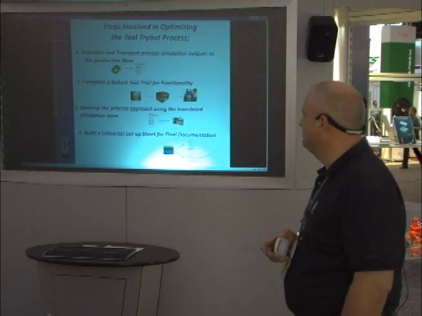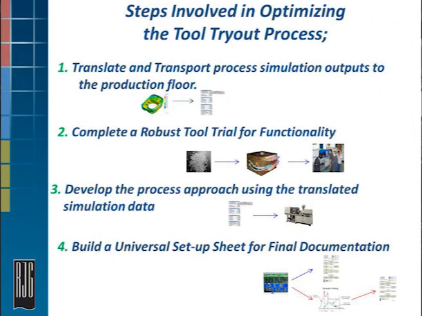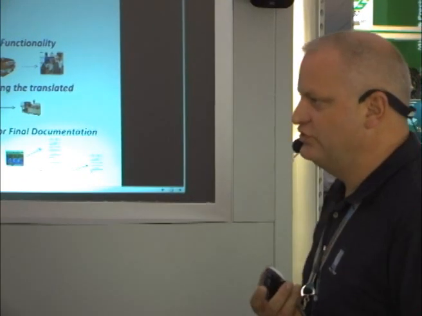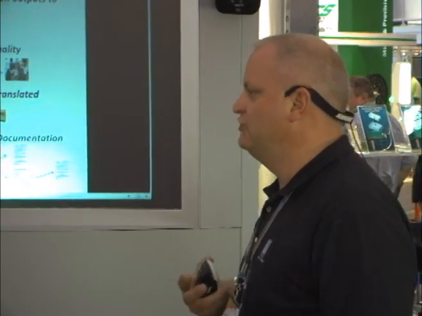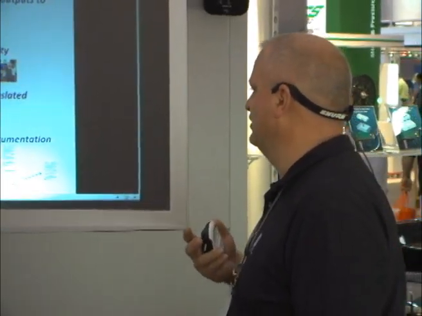Steps involved in optimizing the tool tryout process: translate and transport the simulation back to the floor, okay? I want to complete a robust tool tryout, which is going to include all the things that we would normally do centered around cavity imbalance, velocity linearity, rheology, some machine testing to get me to the next level.